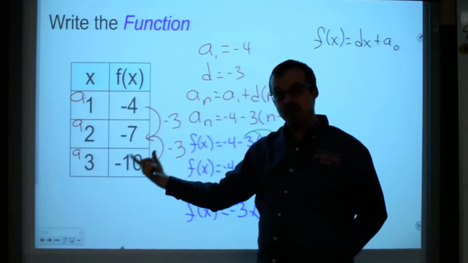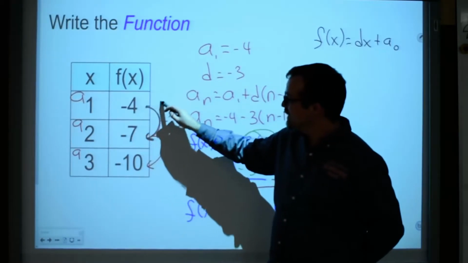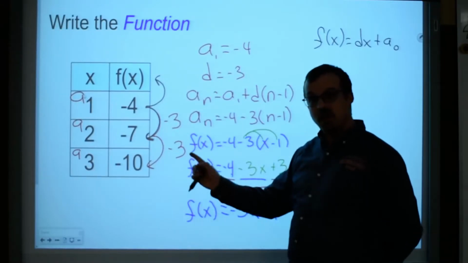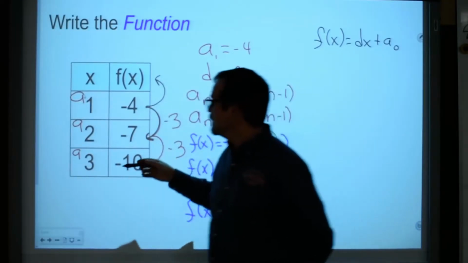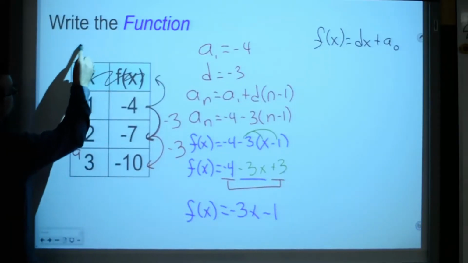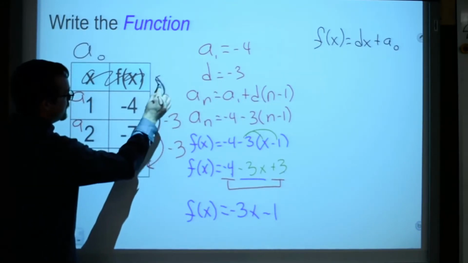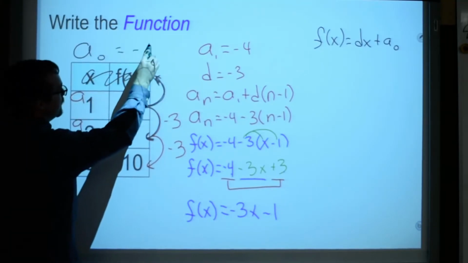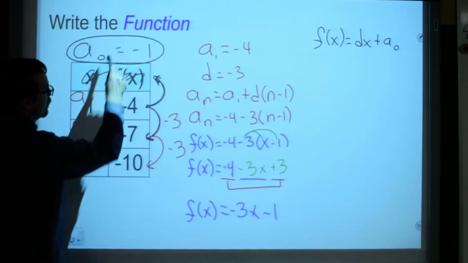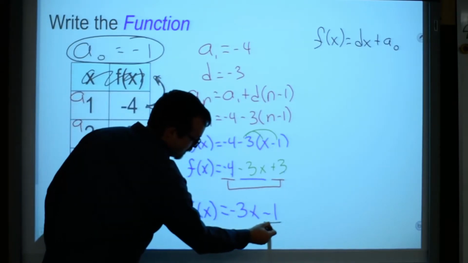But I could work backwards here. If I'm minusing 3 to go this way, what do I have to do to go this way? To go backwards, to undo a subtraction, we would have to add 3. If I wanted to get back to my initial amount, where x is 0, I'd have to add 3 to go this way, and -4 plus 3 would be -1. So that would be my initial amount, where x is 0, f(x) is -1, and you can actually see that right here, our -1.